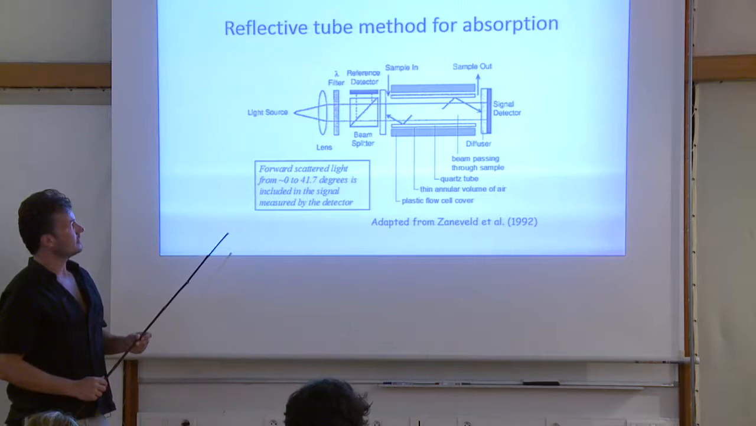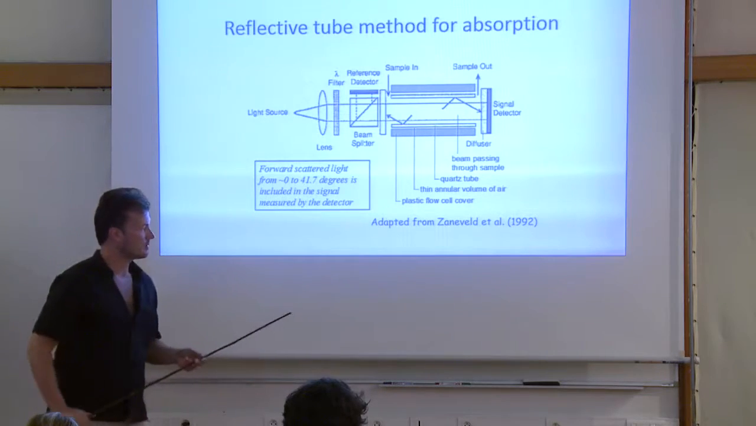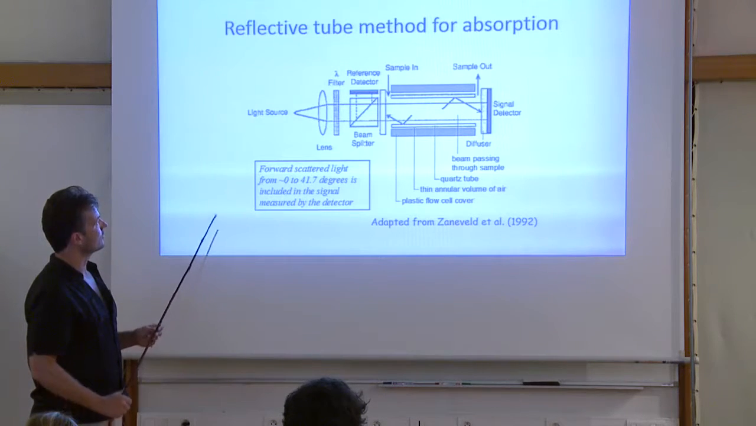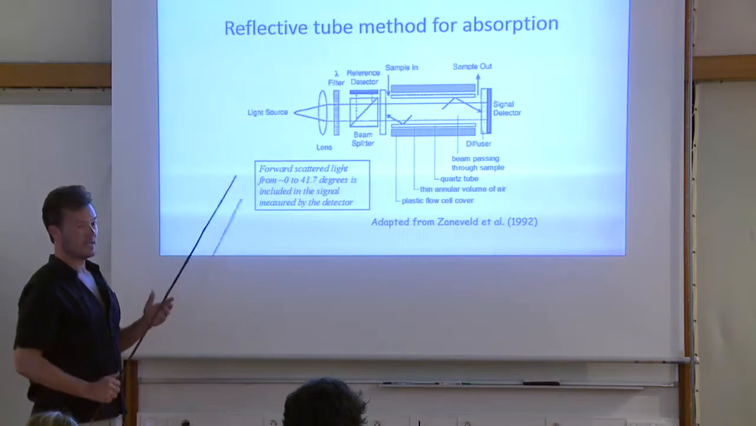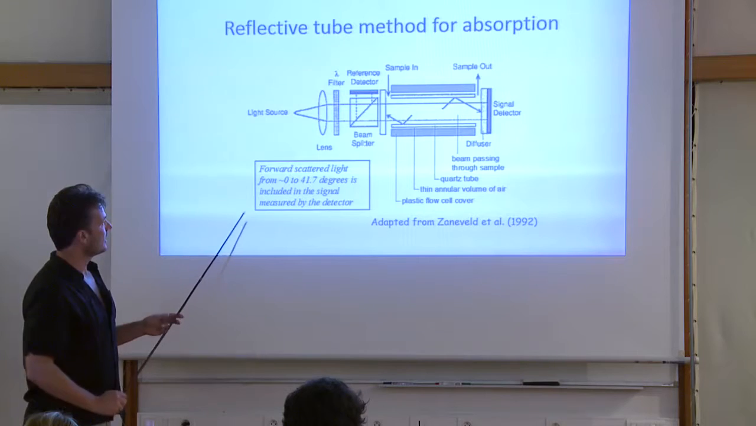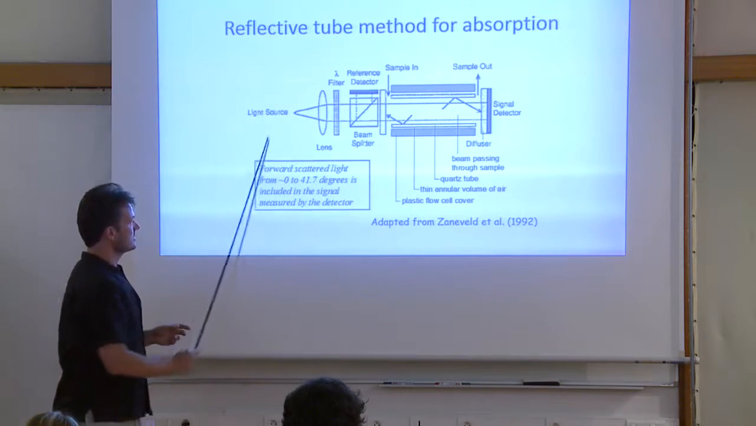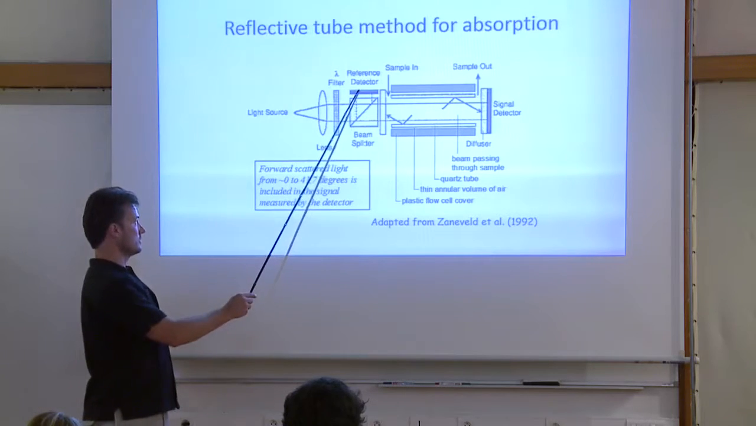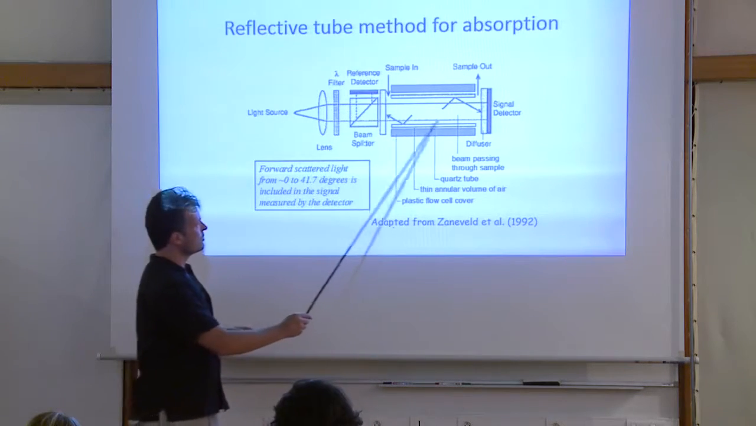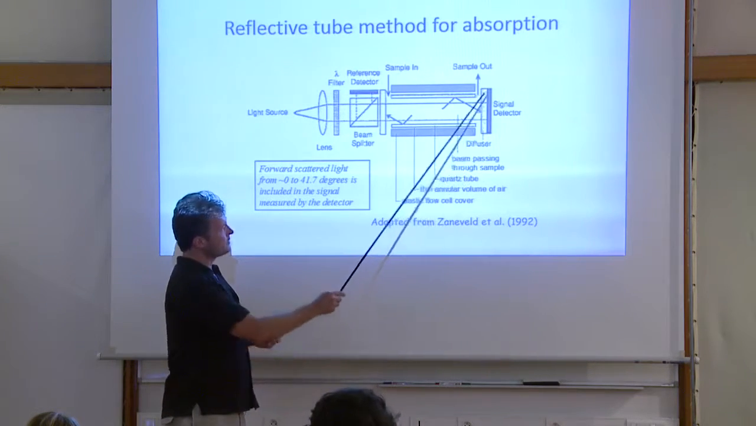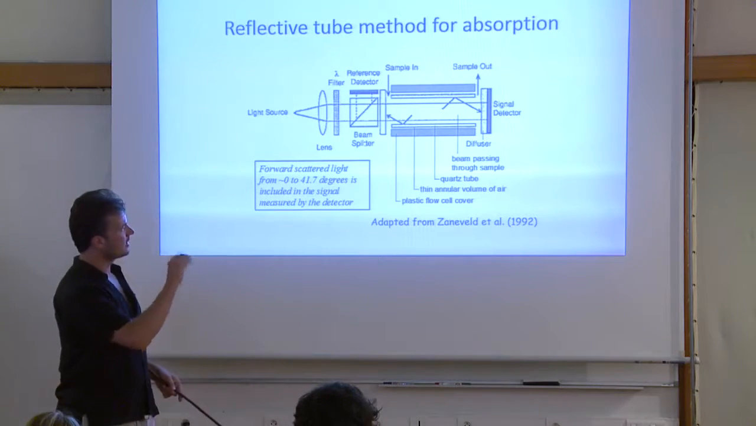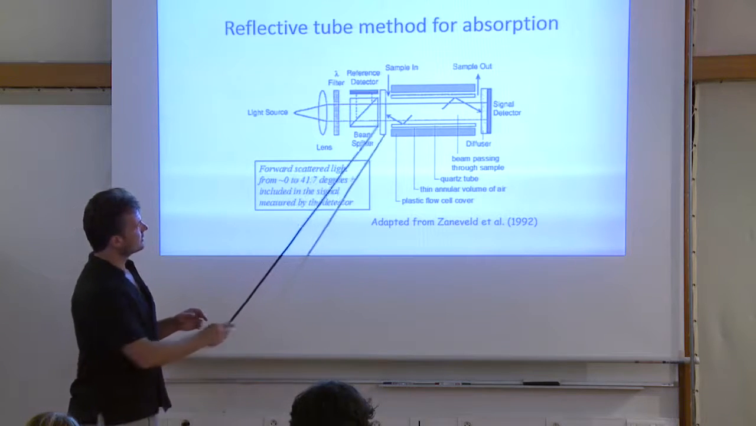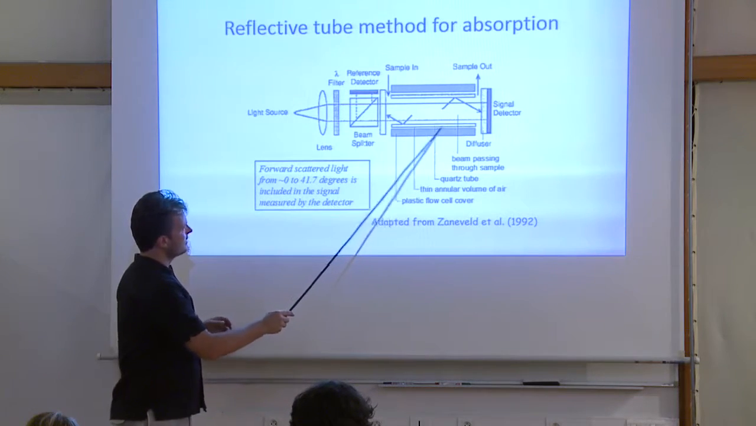So this is adapted from a paper by Ron Zaneveld et al., 1992, with the schematic for the reflective tube absorption measurement of the AC device. The source end is exactly the same as a C meter. We have the collimating optics, beam splitter, reference detector. It goes through the tube, but on the detector end, we have a diffuser across the entire window and a very large area detector. And then the tube is a quartz tube with air behind it.